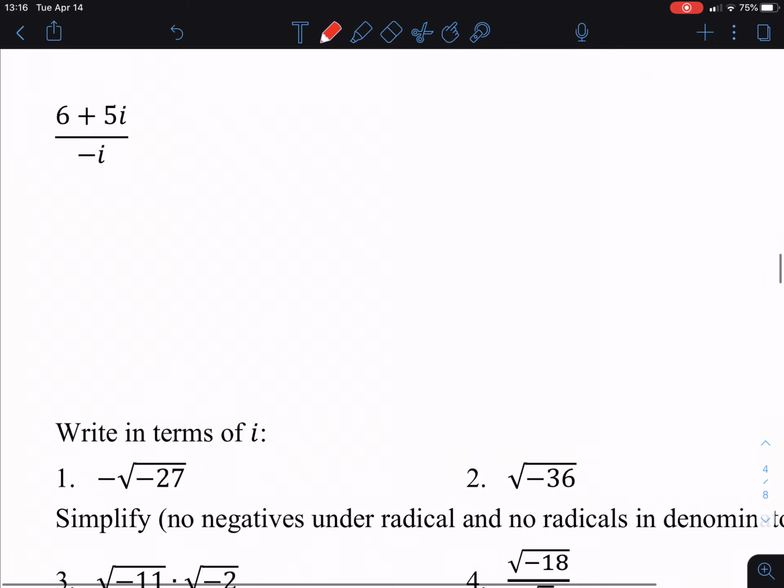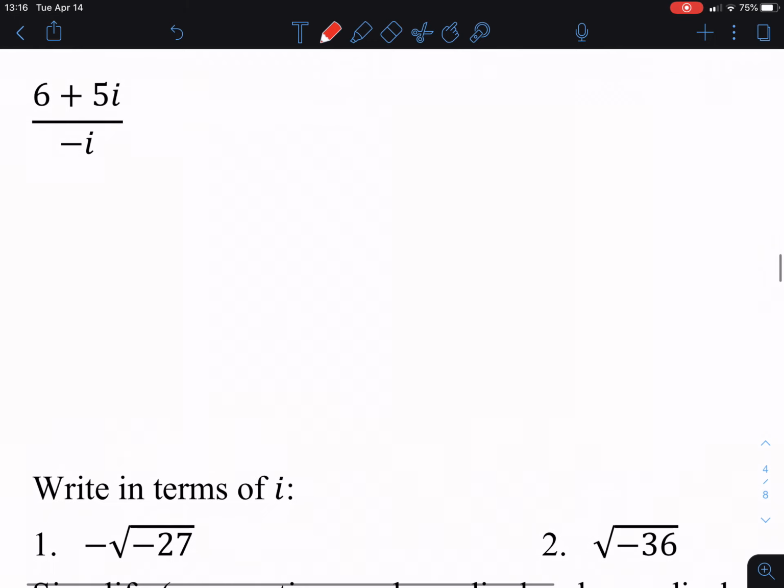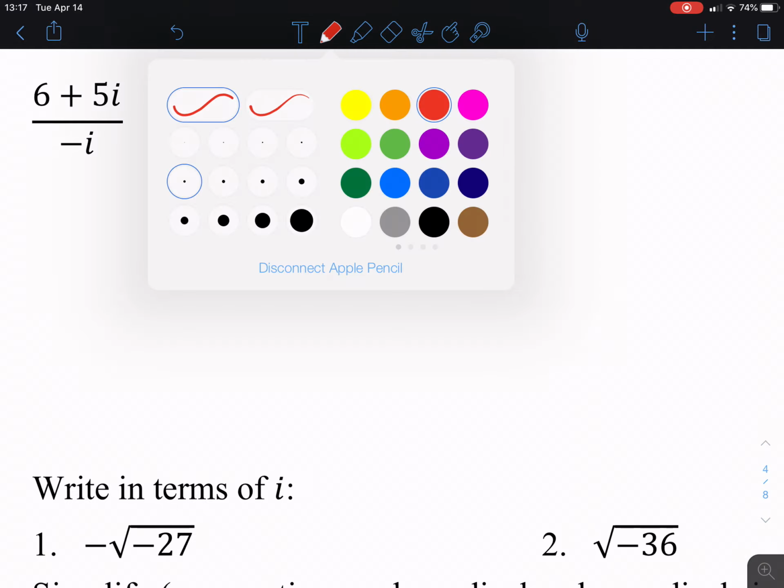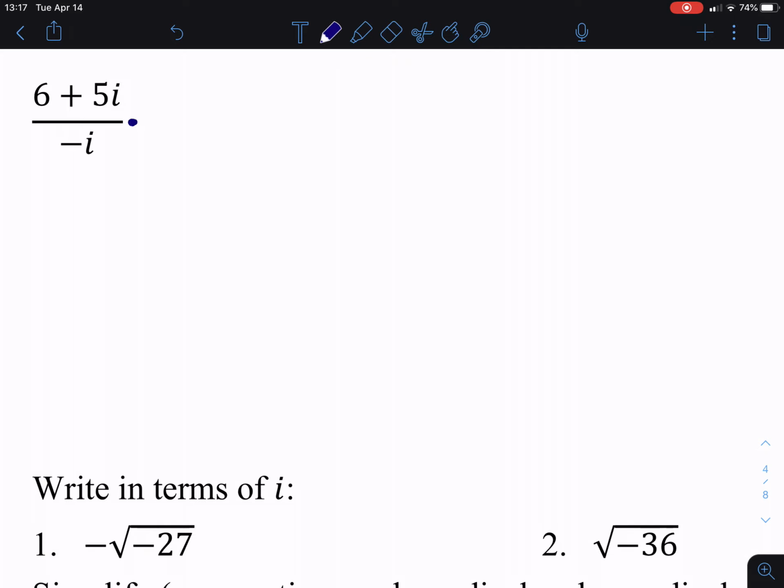All right, now on the other hand, if we take a look at a problem like this, 6 plus 5i over i, in this case all I have is the imaginary part. So all I need to do to rationalize my denominator is to multiply both the top and the bottom by i.